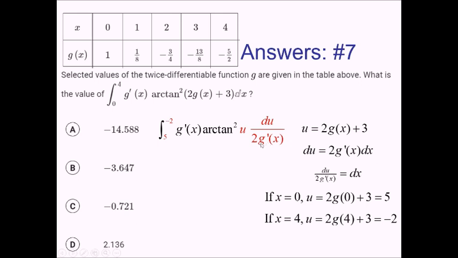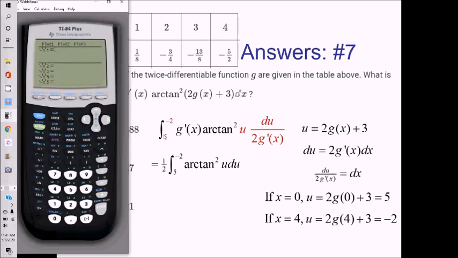This is great news. So we just end up with this integral from 5 to negative 2 of 1/2 arctan squared of u du. Now this is something I can actually plug into my calculator. It still looks kind of nasty, but my calculator doesn't care. It'll do it. So let's do that now.